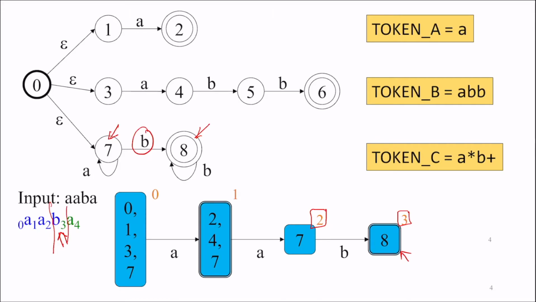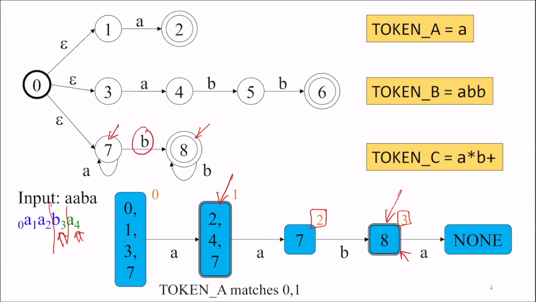Now we look at position 8 and we ask, what if I see an input A? Can I go anywhere? And the answer is there's nothing we can go to from 8. So at this point, we can look and see which token definition here got the longest match, if any. We did get one match over here, and we got one match over here. So token A matches from 0 to 1. Token C matches from 0 to 3. So the longest match is what we would pick. So token C is the winner.